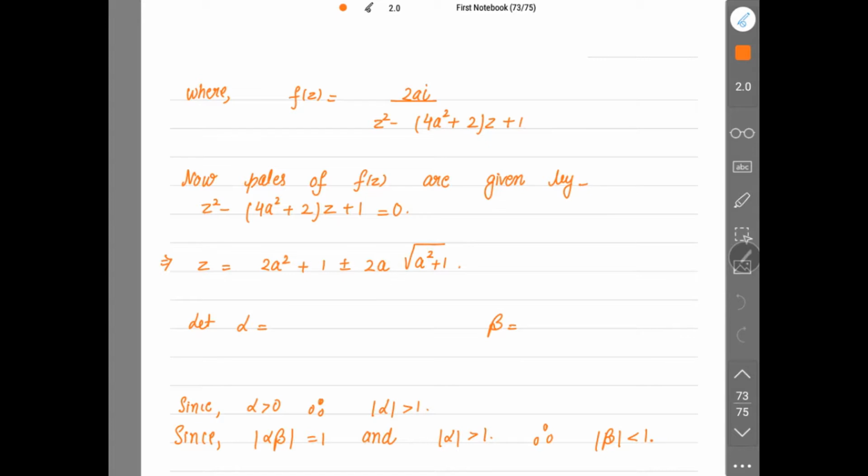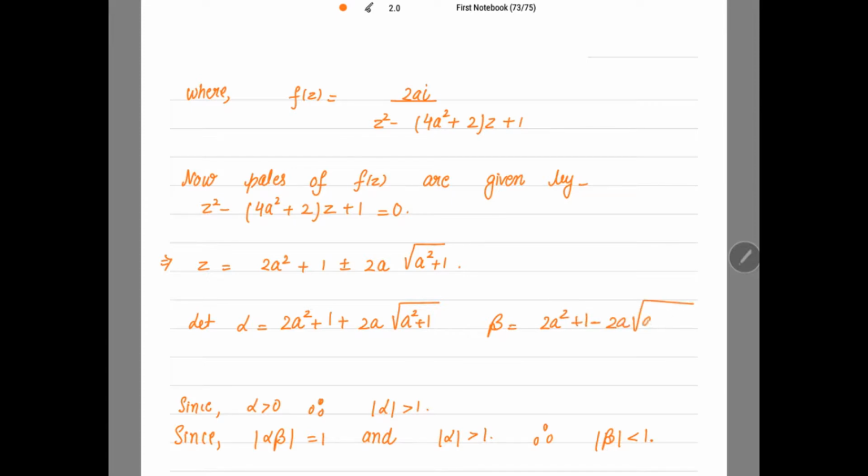So take one of the roots as alpha, 2a square plus 1 plus 2a square root of a square plus 1, and another root as beta, 2a square plus 1 minus 2a square root of a square plus 1.